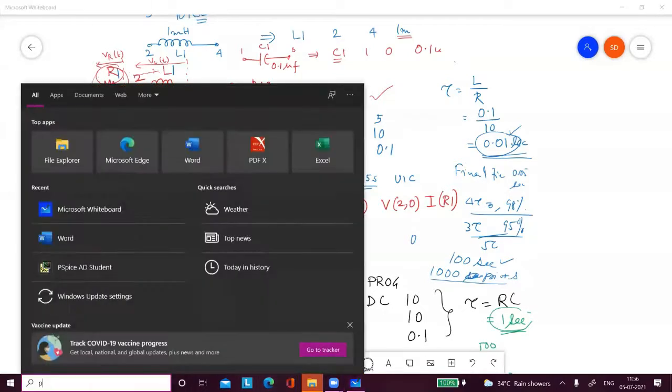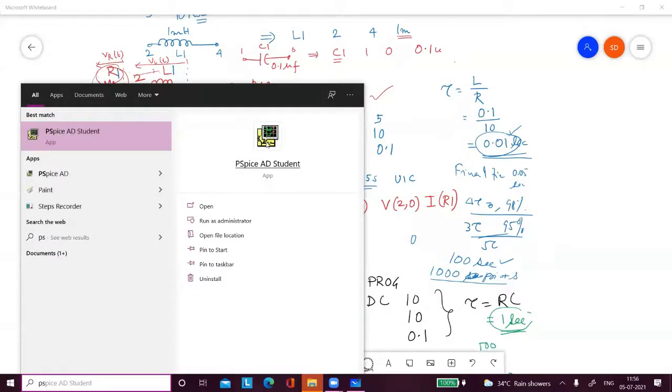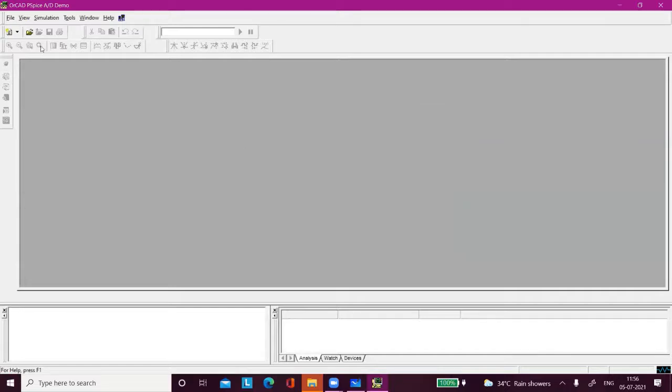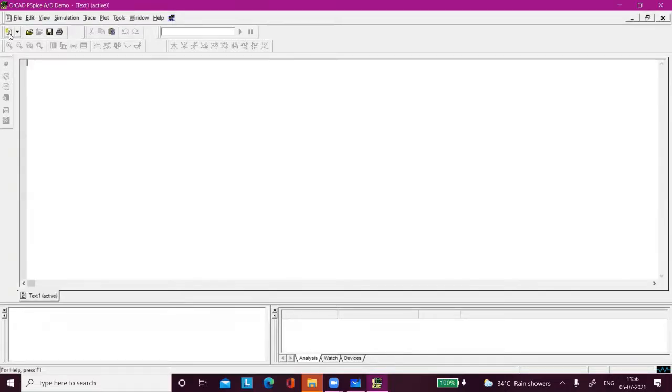Let us now open PSpice AD Student. Let's go to new, select a new file. Okay, new file. All right. Now write the program. First say RL circuit analysis. You can write caps, capital letter as well as small letter. It is not case sensitive, but MATLAB is case sensitive. Remember that.